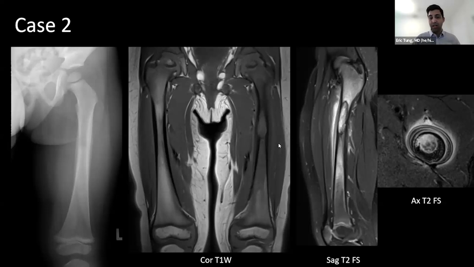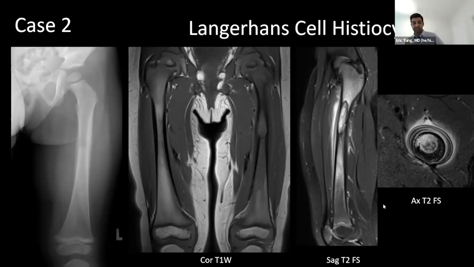And on our coronal T1 weighted imaging, we see this elongated lesion. It tends to be more central within the diaphysis, an intramedullary lesion. It has a lot of periosteal bone formation and a lot of soft tissue edema surrounding it. And so this was a case of Langerhans cell histiocytosis.